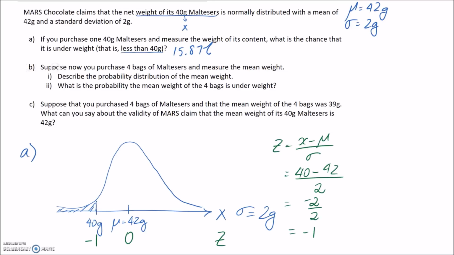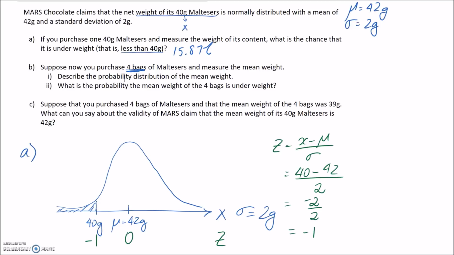Alright, so let's move on to part B. Suppose you now purchase 4 bags of Maltesers and measure the mean weight. So the big difference here is we've got 4 bags, before we just had the 1. So the first thing we need to do is describe the probability distribution of the mean weight.